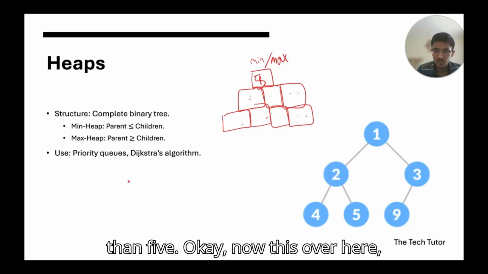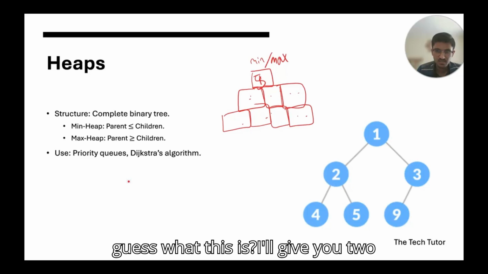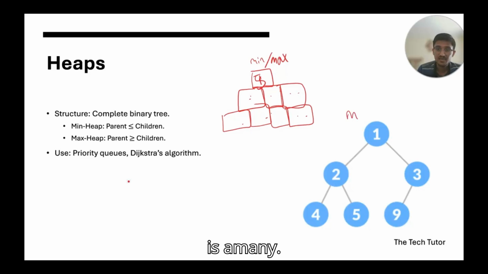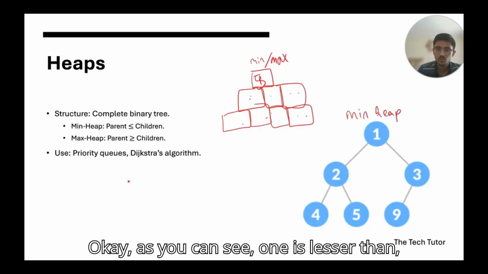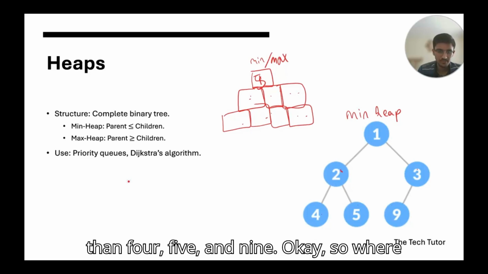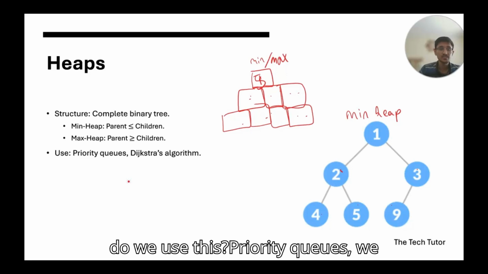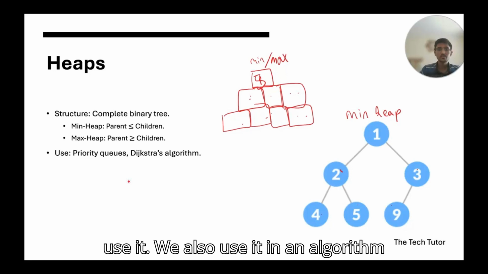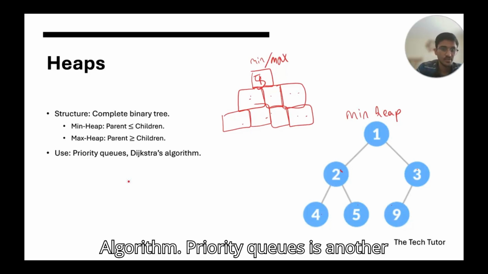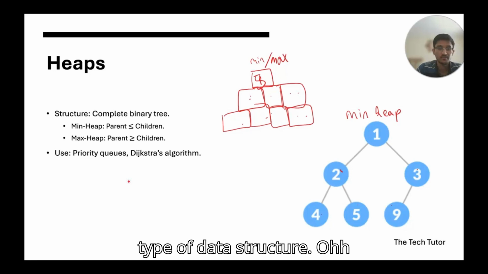Now this over here, guess what this is? I'll give you 2 seconds. You guessed it right. This is a min heap. As you can see, 1 is less than 2, it's less than 3, it's less than 4, 5, and 9. So where do we use this? Priority queues, we use it. We also use it in an algorithm called Dijkstra's. Priority queues are another type of data structure that we also use.